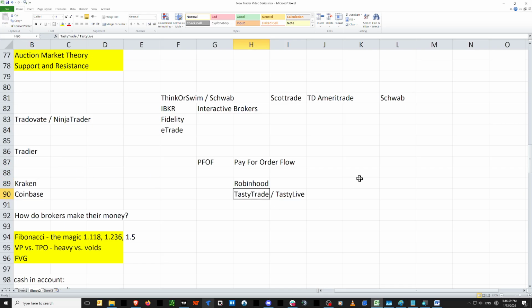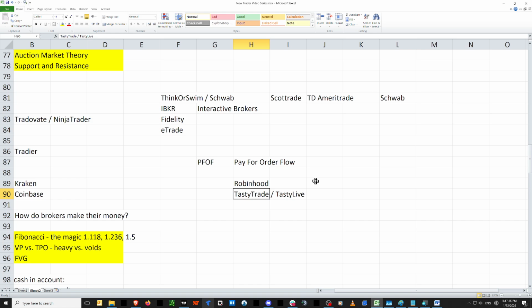Tasty Trade. I'm sure there's others. Now, these guys came in as the discount broker, and if you were back in the day, you remember Robinhood was like, oh man, there's nothing, they don't charge you anything to trade on them, blah, blah, blah.